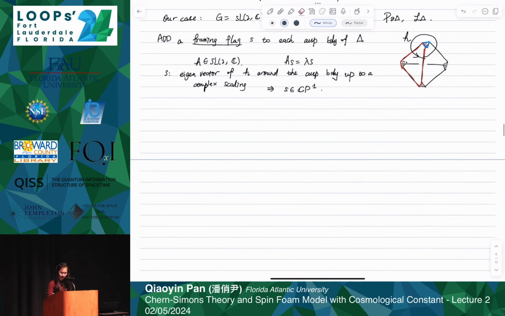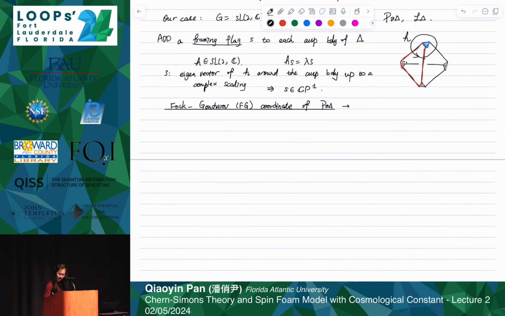So, okay, why do we want to introduce the framing flag? It's because it allows us to define a very convenient coordinate of this phase space. And this coordinate is called the Fock-Goncharov coordinate. I will call it FG coordinate. This coordinate is for the Chern-Simons phase space on the boundary of an ideal tetrahedron. And why is it good? Because this coordinate has two nice properties. The first one is that it's gauge invariant. And the second, it has a simple Poisson bracket.